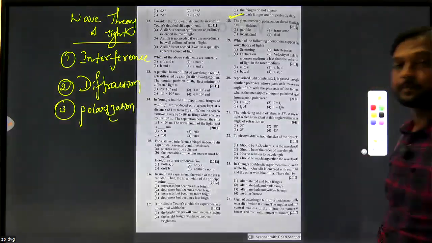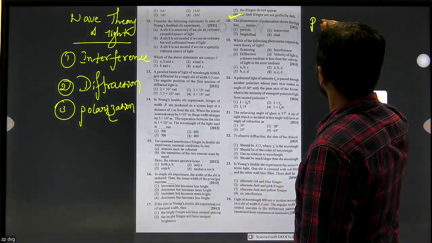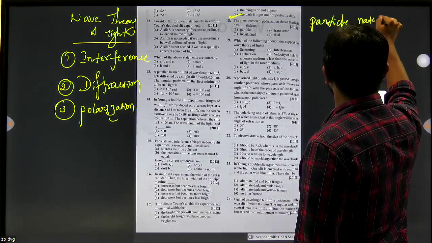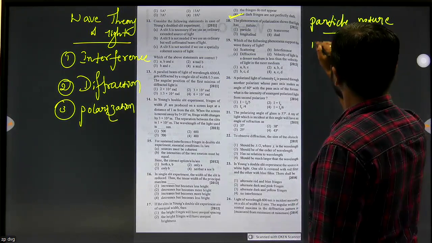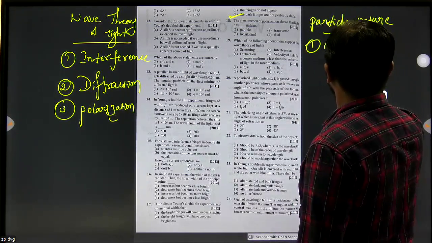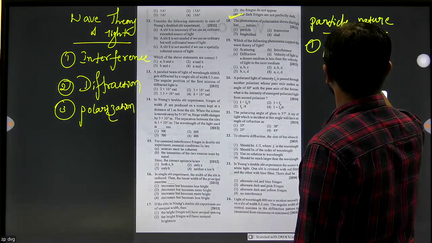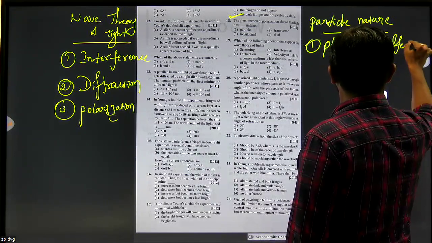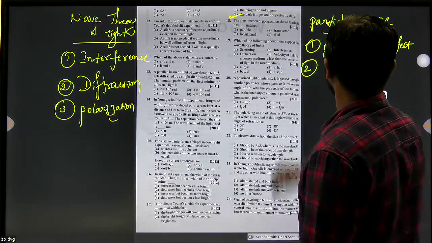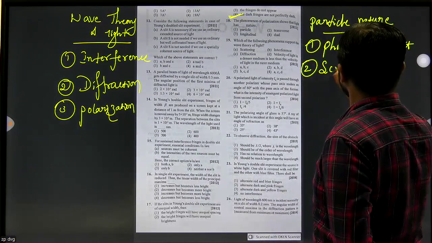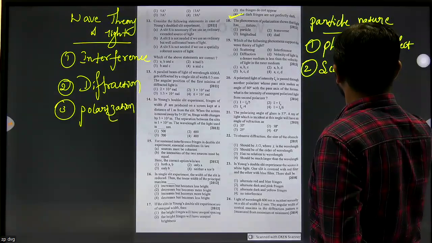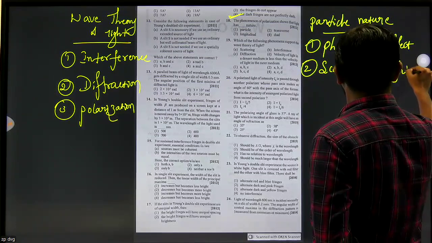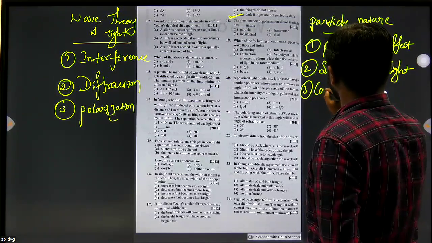And what are the phenomena which prove the particle nature of light? First one is the photoelectric effect. Second one is scattering of light. Third one is the Compton effect.